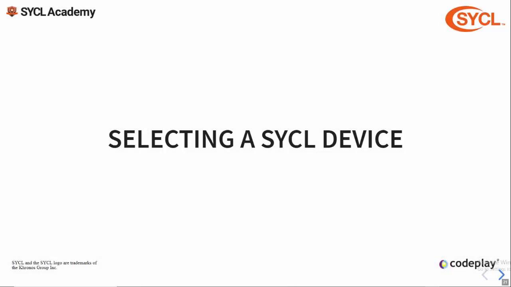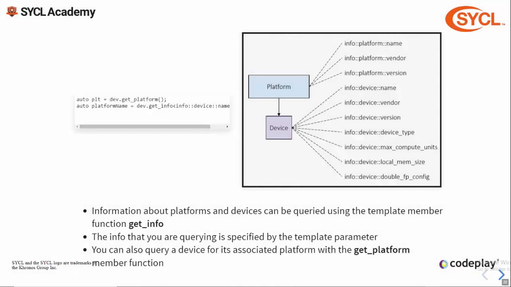Now we've covered how to create a device selector, but how do you decide what to score each device? In the body of your device selector's function call operator, you can query the device or its platform for information about it to determine its score, depending on the heuristic that you want to define. You can do this by calling the getInfo member function template, providing one of the many enum values corresponding to different pieces of information that you can query. You can retrieve the platform associated with any device by calling the getPlatform member function. Here we show some of the information that you can query, but for a full list of these queries you should see the SYCL 1.2.1 specification or reference cards.